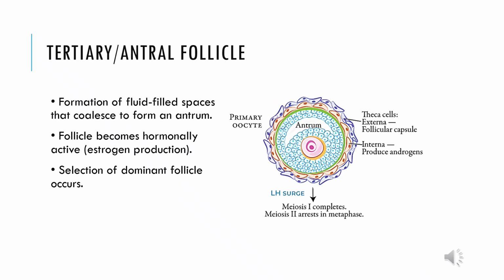In the tertiary stage, small fluid-filled spaces form and merge to create the antrum. The follicle becomes hormonally active, producing estrogen. From this group, usually one dominant follicle is selected to continue growing, while the others undergo atresia.